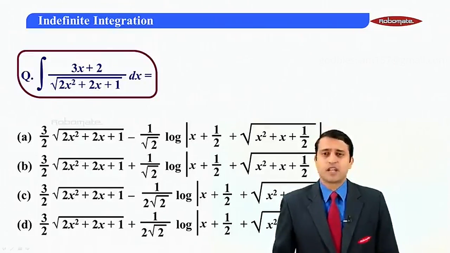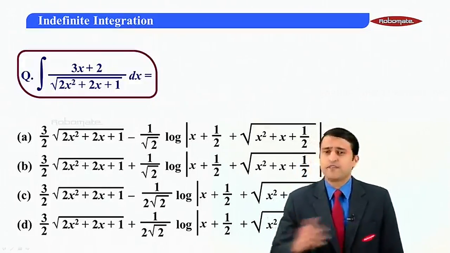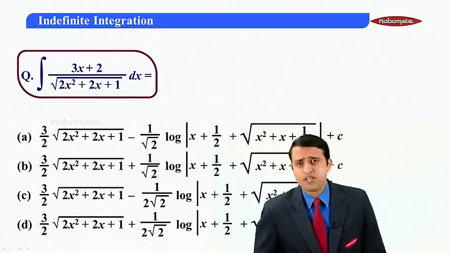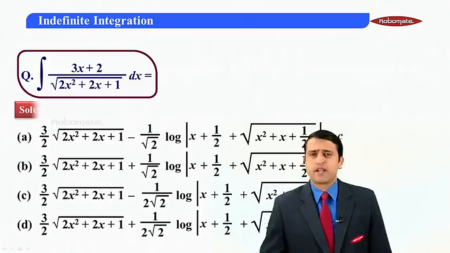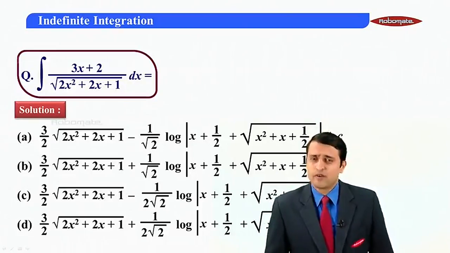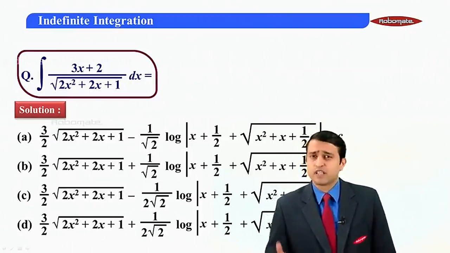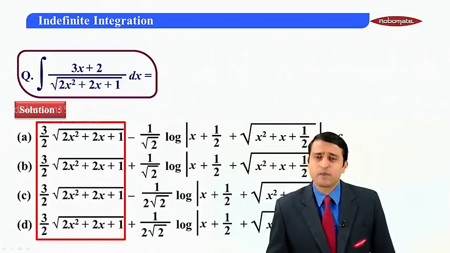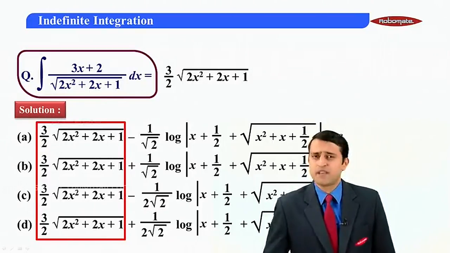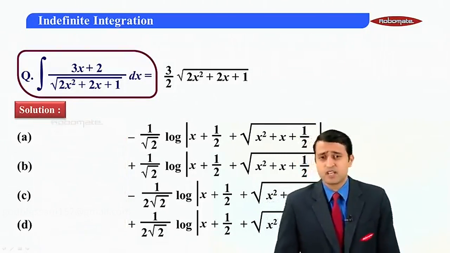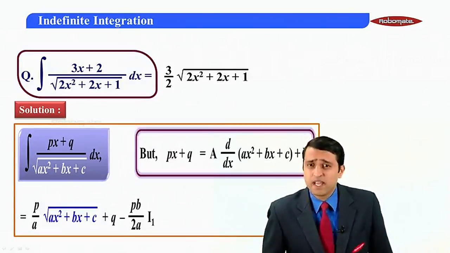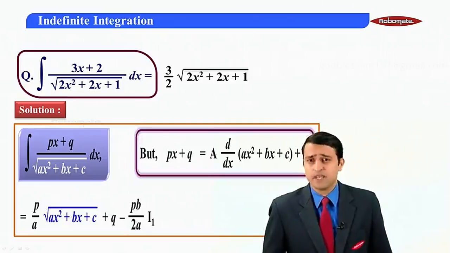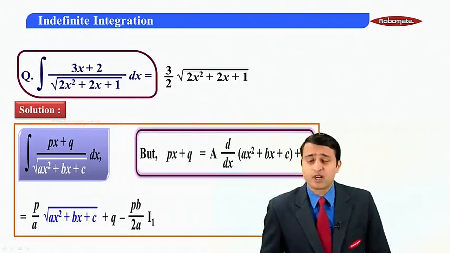Now my dear students, let us begin with our analysis. If you see again, every option here has 3 by 2 root of 2x square plus 2x plus 1. So there is no need to evaluate the first part, which is nothing but p upon 2a. So let me put this directly here. This is same in every option, so it has to be a part of the answer. Now let us recall the shortcut: it is p by a root of ax square plus bx plus c. You can verify the shortcut also.